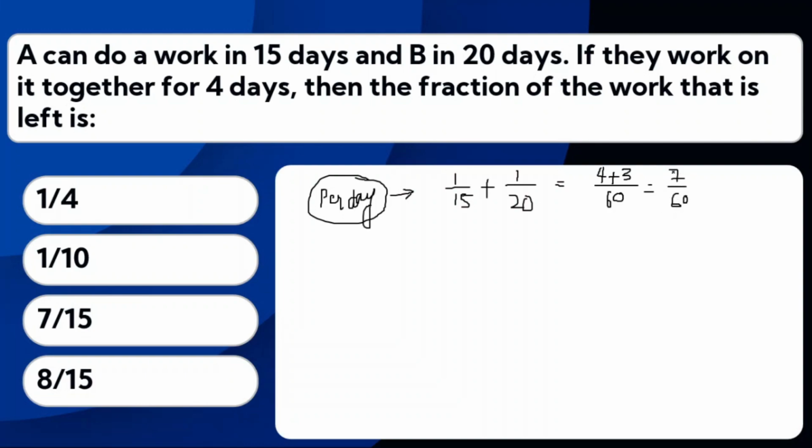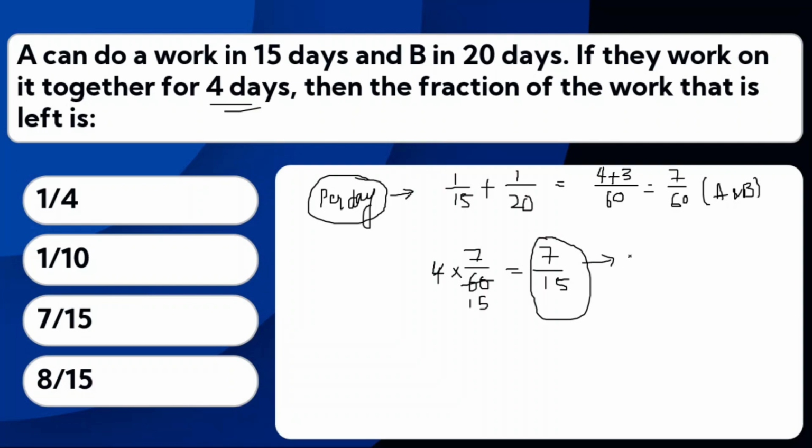Okay, this is the work done per day by both A and B. They work together for 4 days. So per day they can complete 7/60 of the work. Then what is the work for 4 days? It is simply 4 into 7/60. The 4 cancels with 60, 15 times. So the answer is 7/15. So the work completed by A and B in 4 days is 7/15. What is the work left, he is asking.